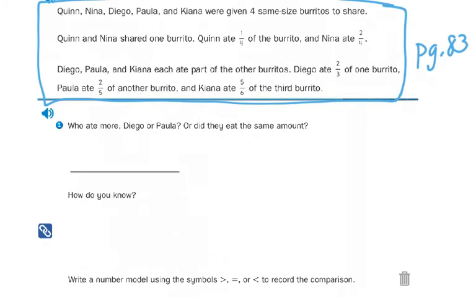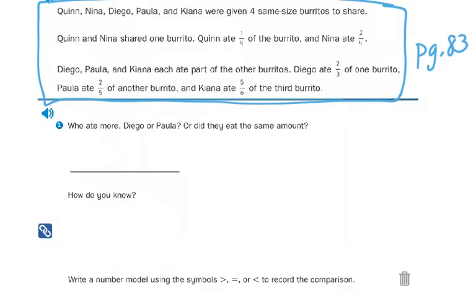Quinn and Nina shared one burrito. Quinn ate 1/4 of a burrito, and Nina ate 2/4. Diego, Paula, and Kiana each ate part of the other burritos. Diego ate 2/3 of one burrito, Paula ate 2/5 of another burrito, and Kiana ate 5/6 of a third burrito. Number 1 asks us this: who ate more, Diego or Paula? Or did they eat the same amount, and how do you know?